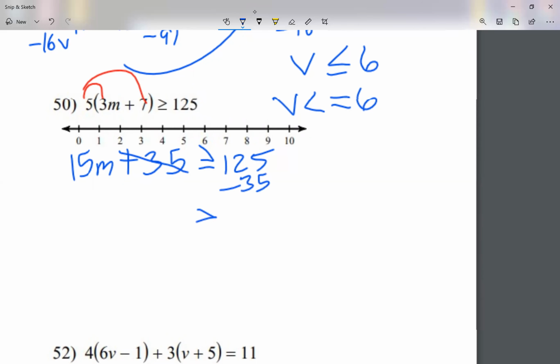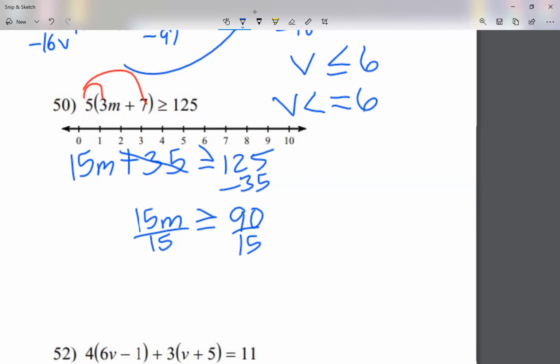So there's my inequality sign. So on the left, I just have 15m. Now on the right, 125 minus 35 is 90. Now let me divide both sides by 15. Let me copy my inequality sign. So I get the m. M is greater than or equal to 90 divided by 15 is 6.